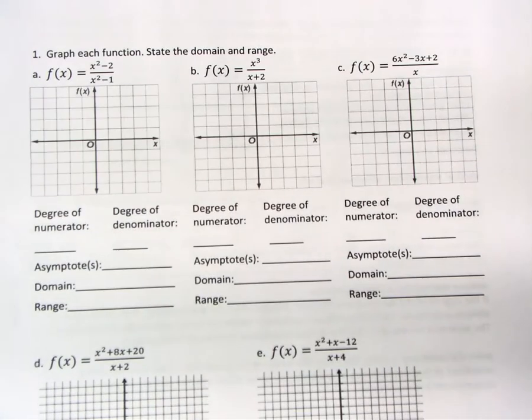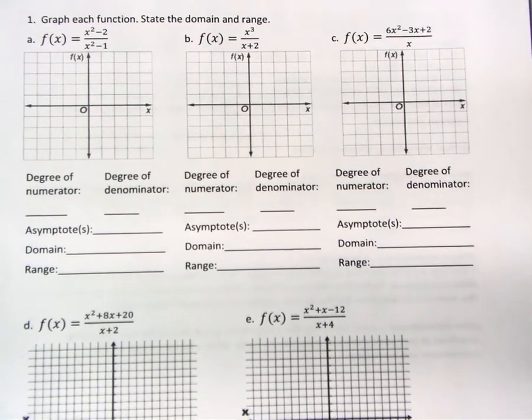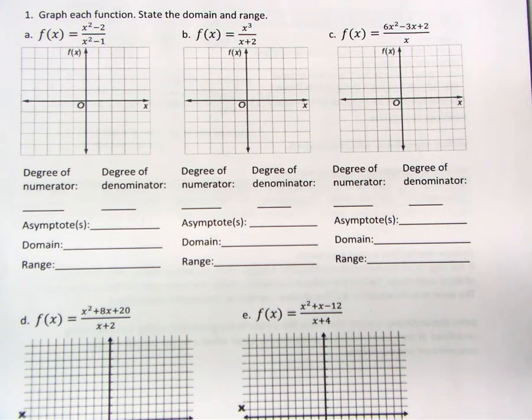Let's take a look at some examples for 8.4. So we're going to graph each function and we're going to state the domain and range. Now these don't have h and k values like the reciprocal functions did. A reciprocal function only has a number on top, no variable. Rational functions have variables on top and bottom, so they follow a little bit different rules.